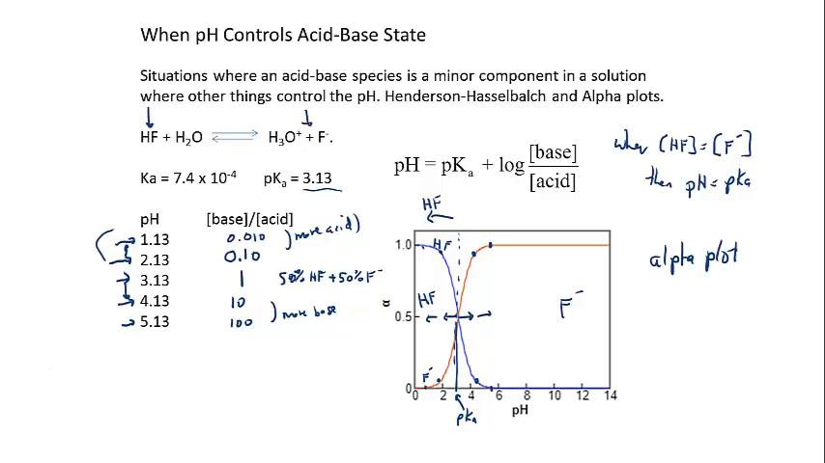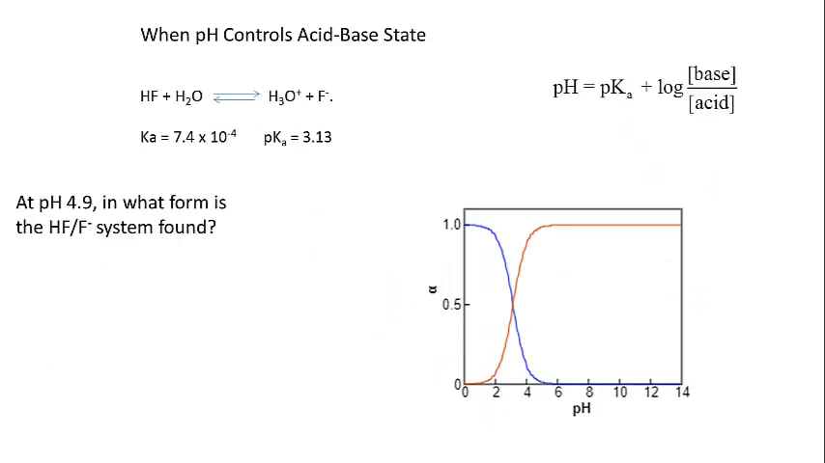All right, let's move on from that. Let's look at another example. If the pH was 4.9, in what form is the HF system? Is it HF or F minus? There are two ways to do it. You can do it numerically. So 4.9 is greater than the pKa of 3.13. That's the pH, that's the pKa, and therefore the concentration of base must be greater than the concentration of the acid because you're more basic.